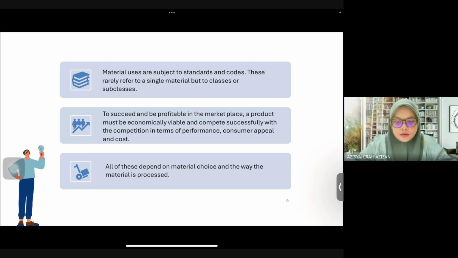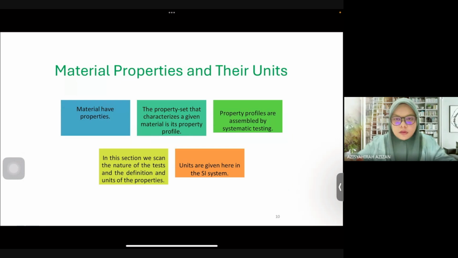Materials used are subjected to standards and codes. These rarely refer to a single material, but to classes or subclasses. To succeed and be profitable in the marketplace, a product must be economically viable and compete successfully with the competition in terms of performance, consumer appeal, and cost. All these depend on the material choice and the way the material is being processed. Right. So now we move into material properties and their units.